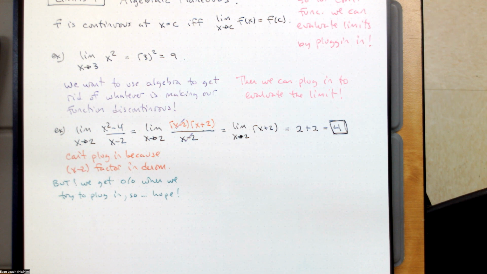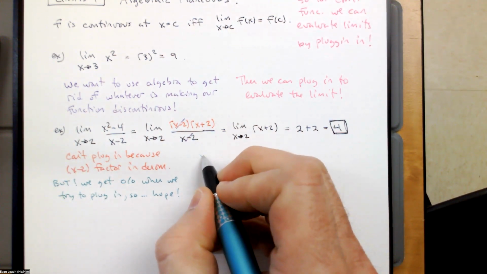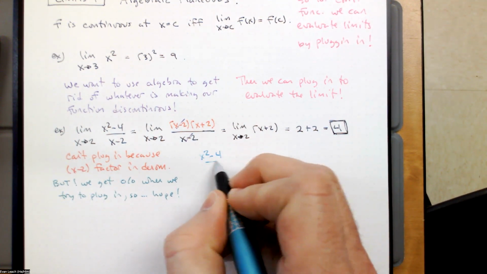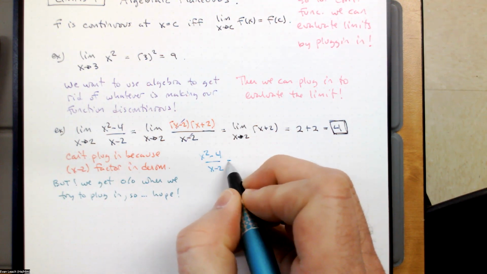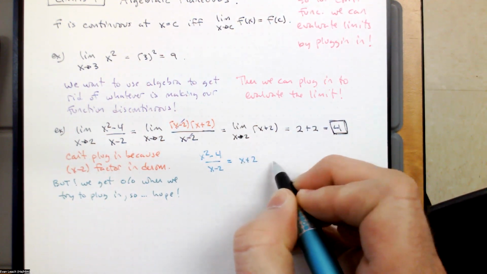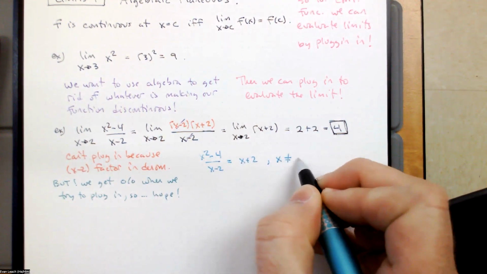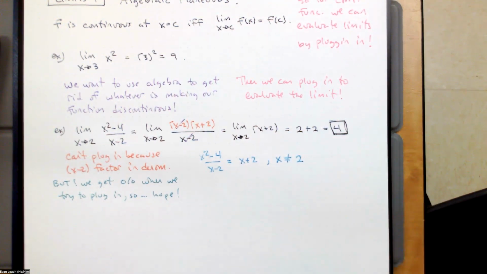So x plus 2 is not equivalent to the original expression. It's only equal when x is not 2. They aren't always the same, but the only place they're not the same is the point that we don't care about. So we want to note that x squared minus 4 over x minus 2 only equals x plus 2 when x is not 2.